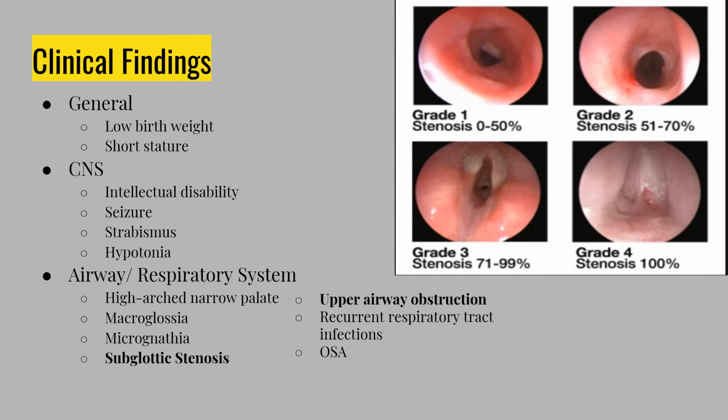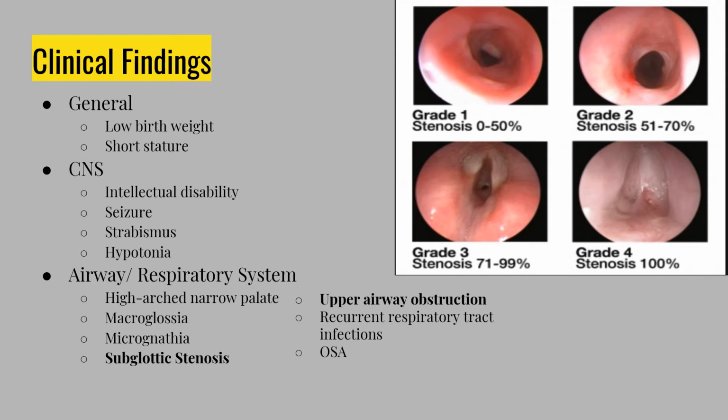Congenital anomalies of almost all organ systems are associated with Down syndrome and it is the most common cause of intellectual disability. Most cases are mild to moderate. They also commonly present with low birth weight and short stature. CNS effects include seizure, strabismus, and hypotonia. They are also likely to develop dementia or Alzheimer's as they get older.